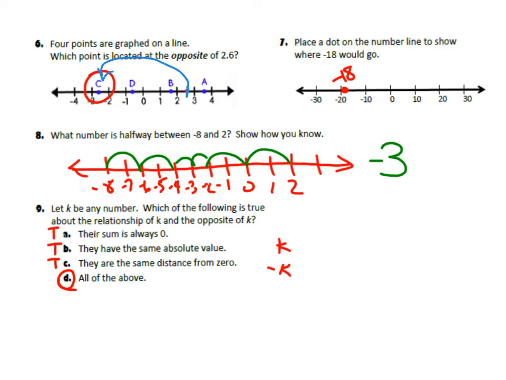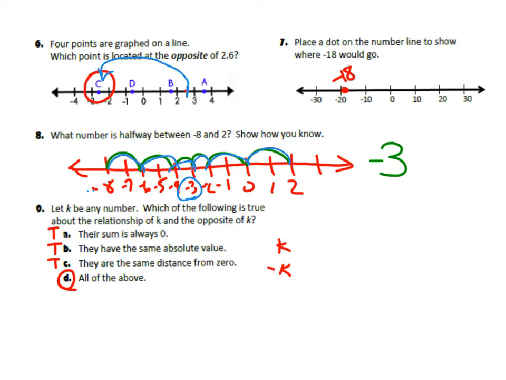Place a dot on the number line to show -18. There it is. Halfway between -8 and 2. I kind of jumped backwards and forward 2 spots, and then 1 spot gave me a -3.